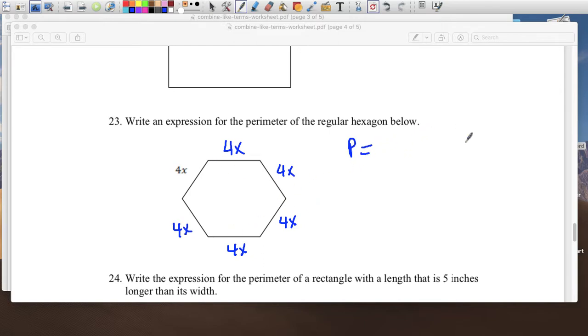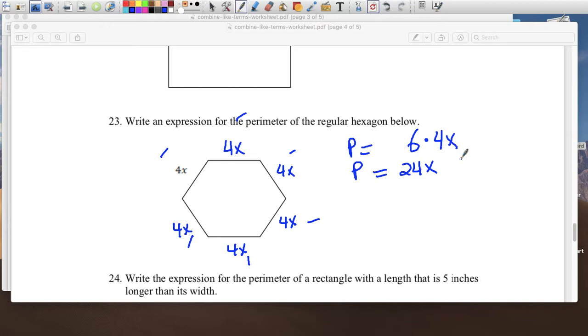Instead of writing 4x plus 4x plus 4x, and so on, how many 4x's do we have? 1, 2, 3, 4, 5, 6. So I'm going to write 6 times 4x. Now multiplication is repeated addition, right? Instead of adding 4x plus 4x 6 times, I can just multiply. So what's my total? 24x.